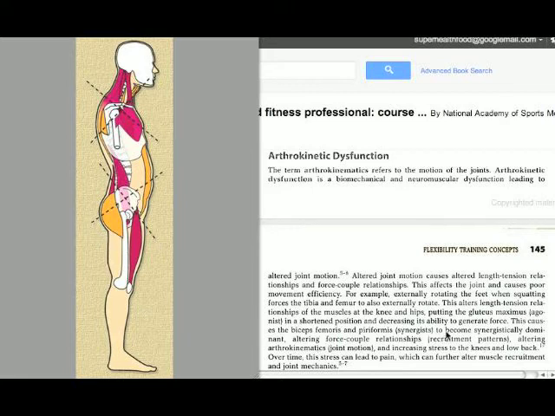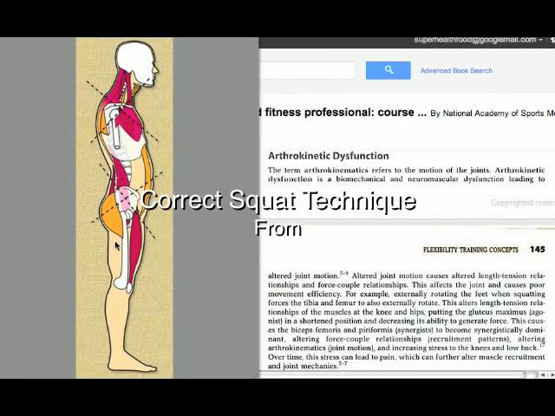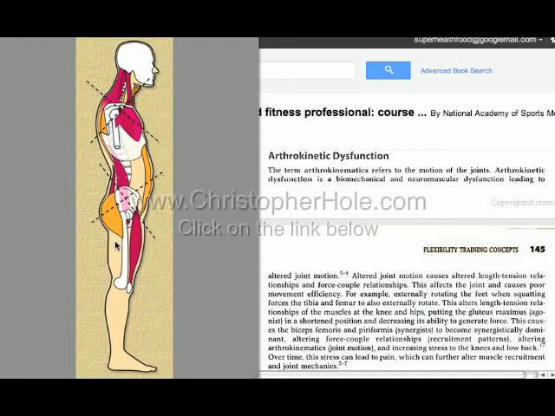So they become synergistically dominant, altering force couple relationships, altering arthrokinematics, joint motion, and increasing stress on the knees and low back. So by pointing your toes outwards, you put extra pressure on your knee, and you also put pressure on your hamstrings, tightening them or giving the illusion of tight hamstrings. You also put extra pressure on your lower back because all these assisting muscles are taking over, whereas we want this muscle here to be our prime mover.